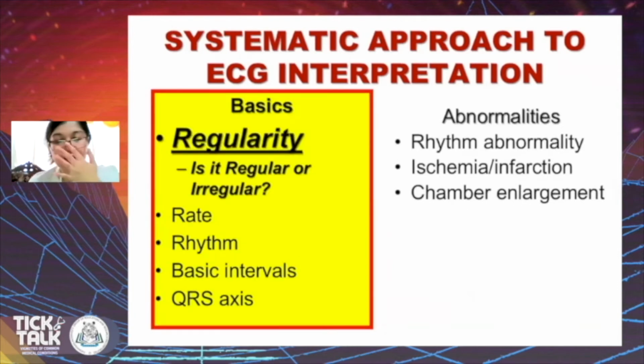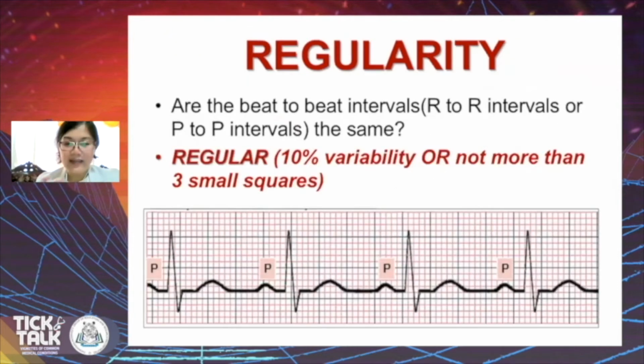When we talk about regularity, is it regular or irregular? Basically, we know that each PQRST complex represents an actual cardiac cycle. So if the R to R interval or the P to P interval measures the same, then we can say that it's regular. However, we can allow for some variability, up to 10%, or not more than three small squares. If in a particular tracing the R to R or P to P intervals aren't of equal distances, you take the shortest one and compare it with the seemingly longer one. If it doesn't exceed three small squares in difference, or 10% variability, then we can still say that it's relatively regular.